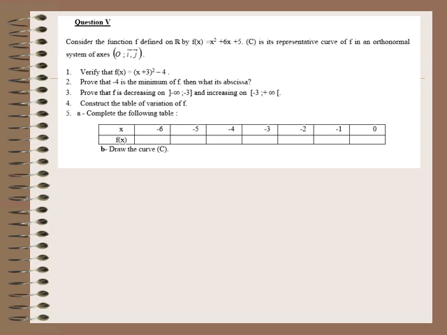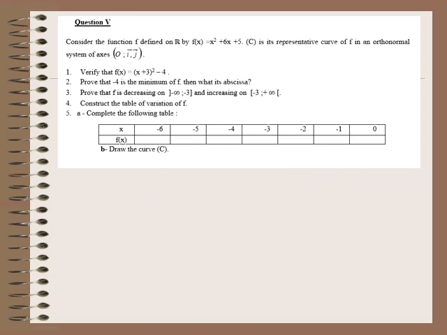Now I want to construct the table of variation of f. So we have x and f(x). We have −∞, −3, and +∞. In part 2, we said that −4 is the minimum of this function, so we put the −4. We said it was decreasing from −∞ to −3, so we say it's decreasing, and increasing from −4 to +∞. And this is the table of variation.